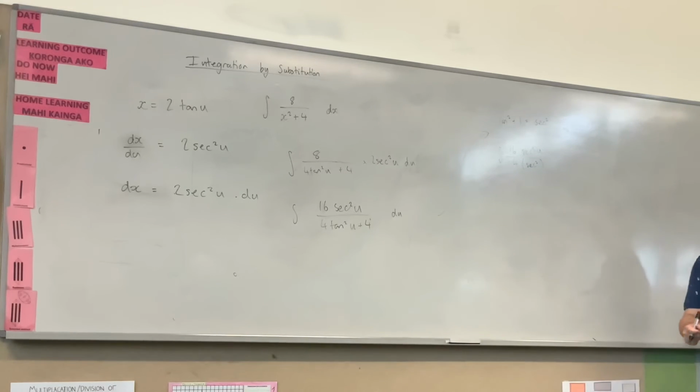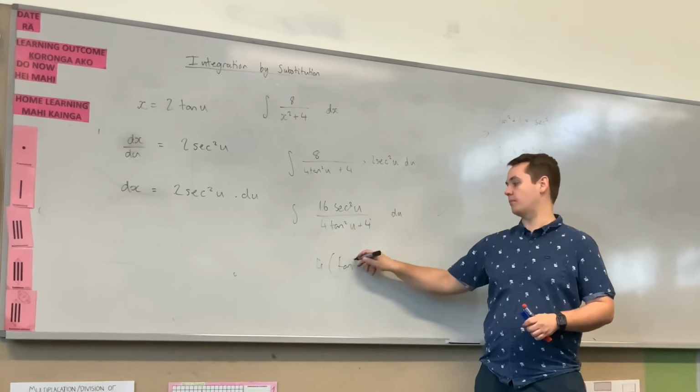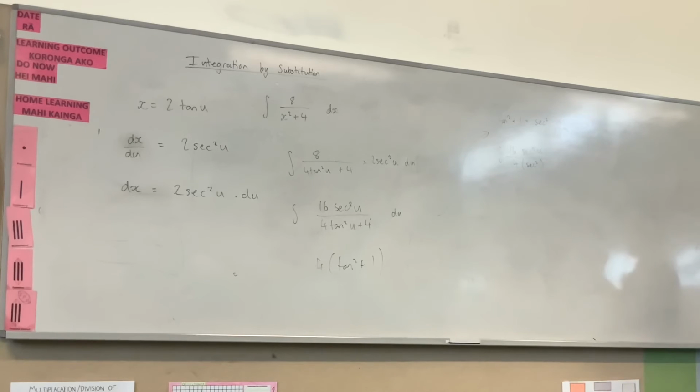Any questions? Have I done it wrong? Is that right? Okay. They didn't take out the 4. I did take out the 4. Oh, yeah, I did a factorization, sorry. Tan squared plus 1. Yeah, I just skipped it, sorry. Any questions? Everyone okay so far?